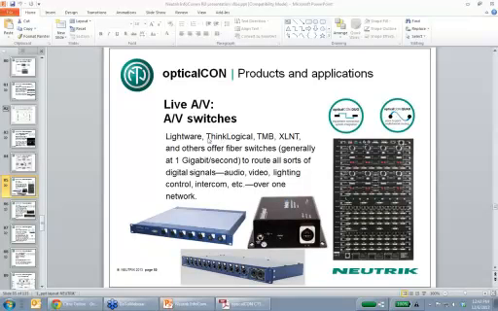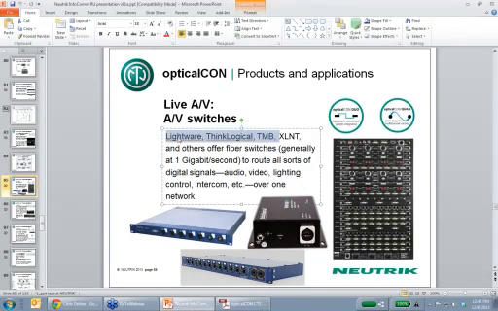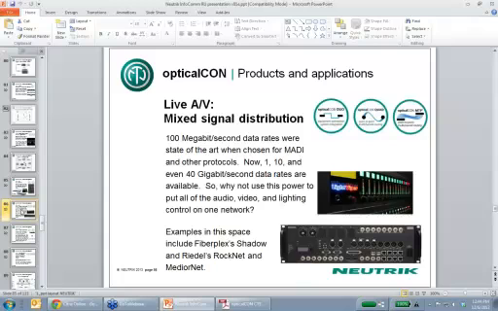And companies like Lightware, ThinkLogical, TMB, XL&T, I think really probably in the U.S., these first three are really worth paying attention to. They're building very interesting devices that use fiber to bring in all sorts of signals and switch them all over, and again with essentially zero distance limitations, and at very, very high speeds. 1 gigabit per second. These speeds will only continue to increase. And this is a part of the same thing, this mixed signal distribution.